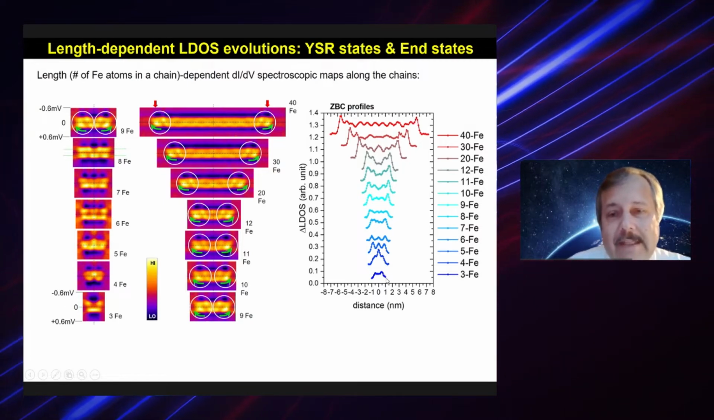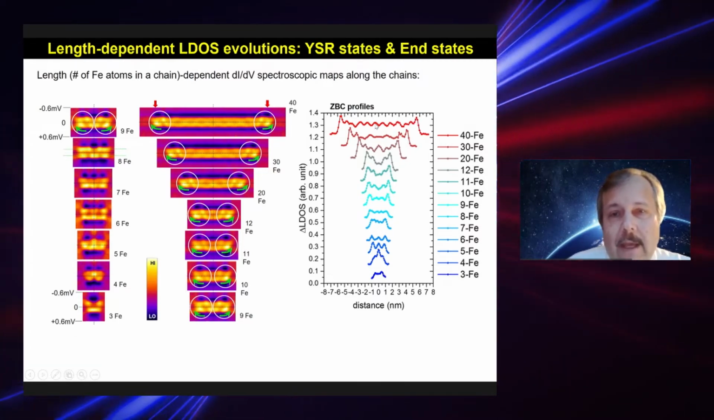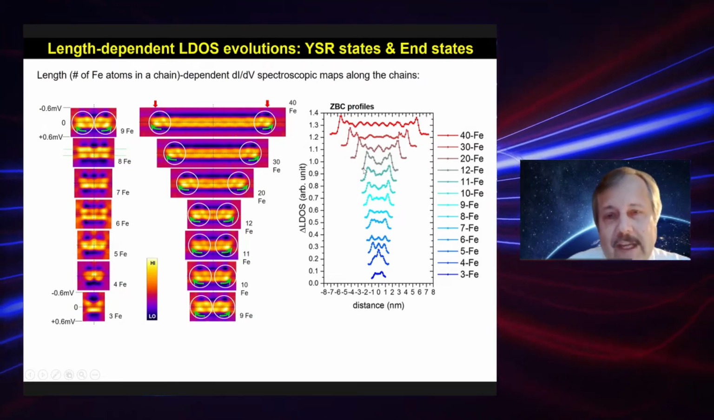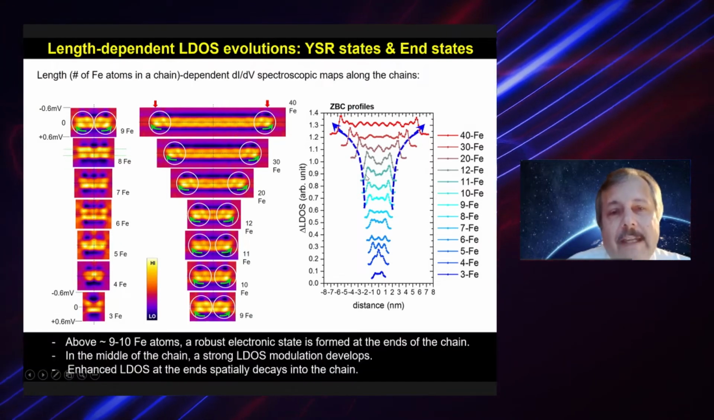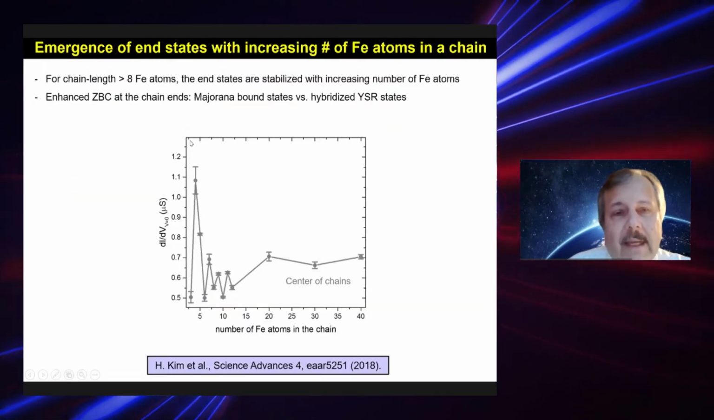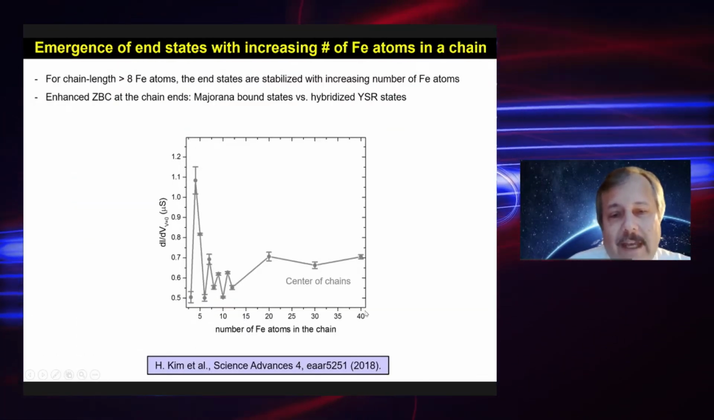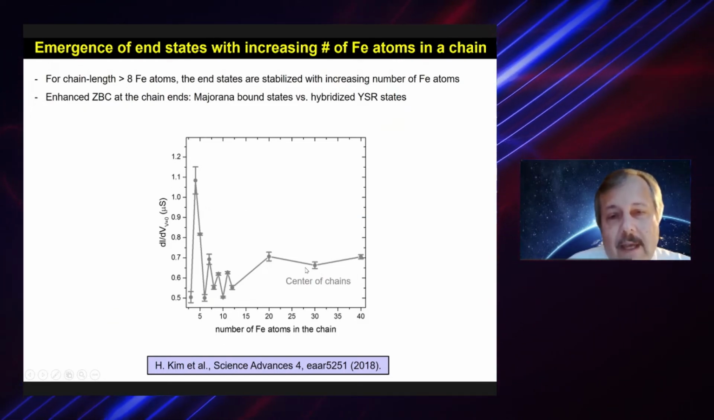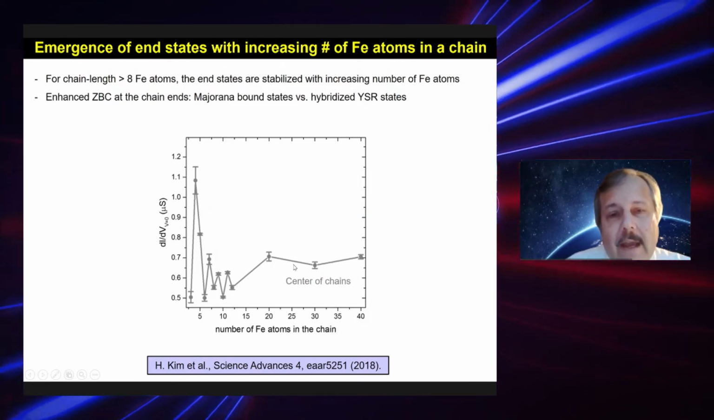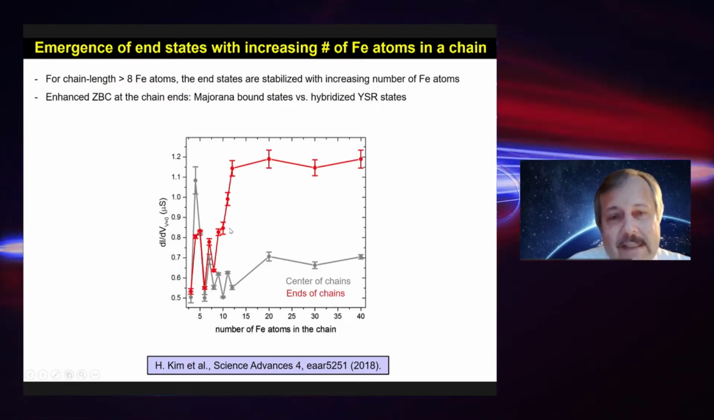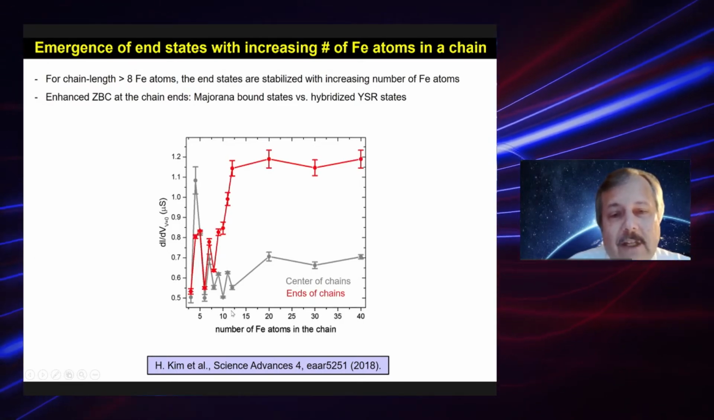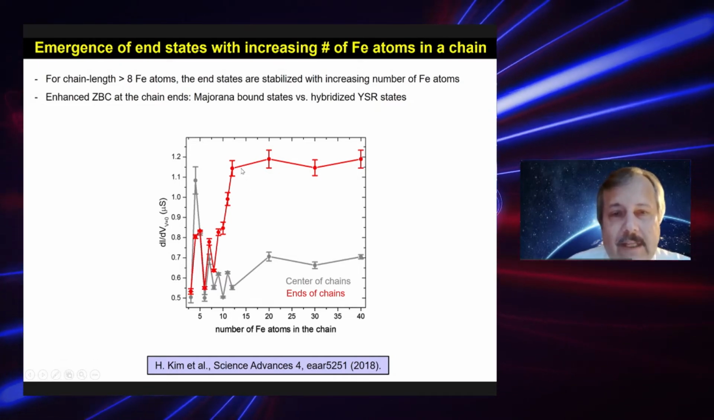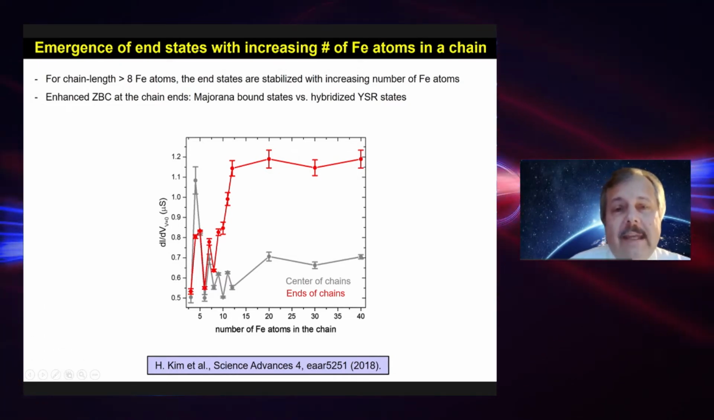And as you can clearly see, if the chains get longer and longer, we see more and more pronounced state density right at the ends of the chains. You can quantify this and look at the zero bias conductance as a function of chain length, given by the number of atoms in the chain. And you see that we have a certain conductance in the center of the chain. But if you look at the ends of the chains in red, we see that above a critical chain length on the order of 12 iron atoms or so, we have a drastic increase of state density at zero bias at the ends.